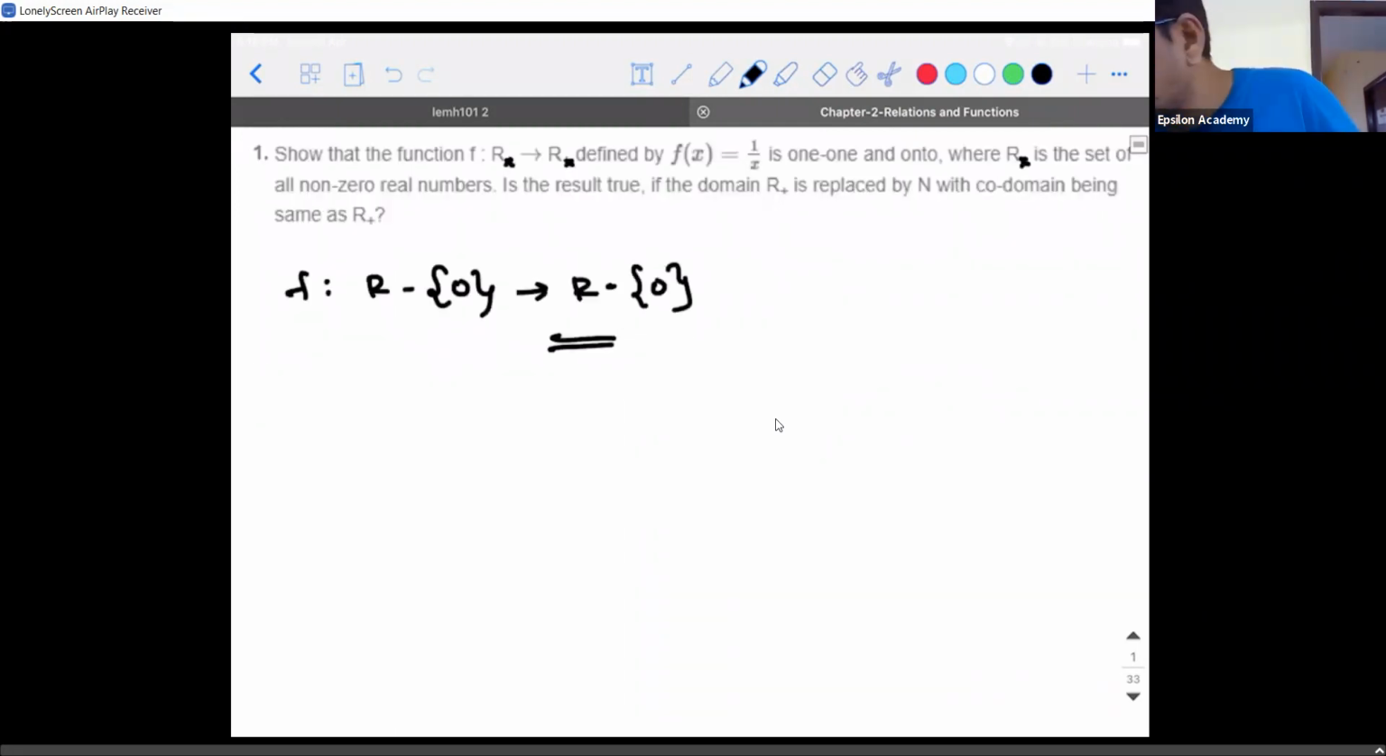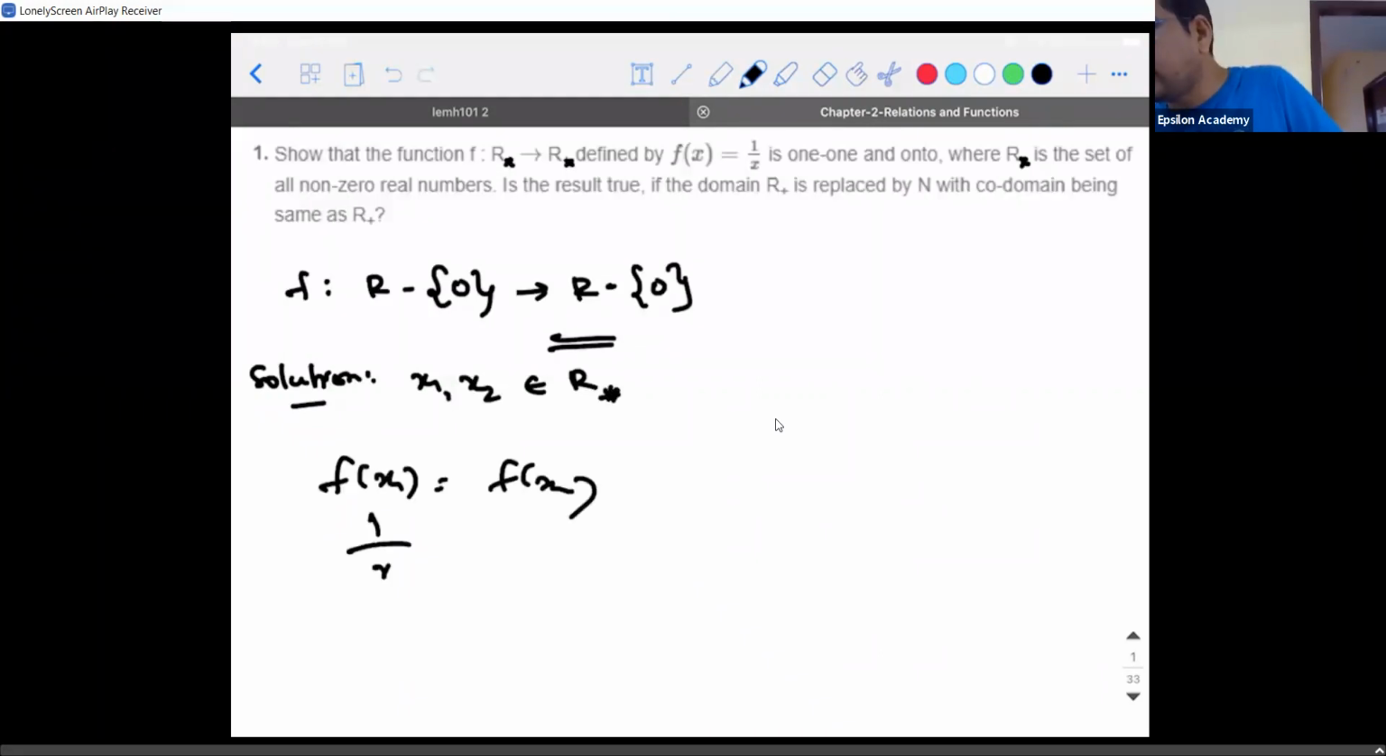Okay, so let's look at the solution. Now you guys tell me. I told you there is only one method to prove it is 1 to 1. What is it? Consider x1, x2 that belong to R star. Correct? f of x1 is equal to f of x2, so 1 by x1 is equal to 1 by x2. The most common mistake is that they will write it as x1 is equal to x2. That is right, provided x1 and x2 are not 0.